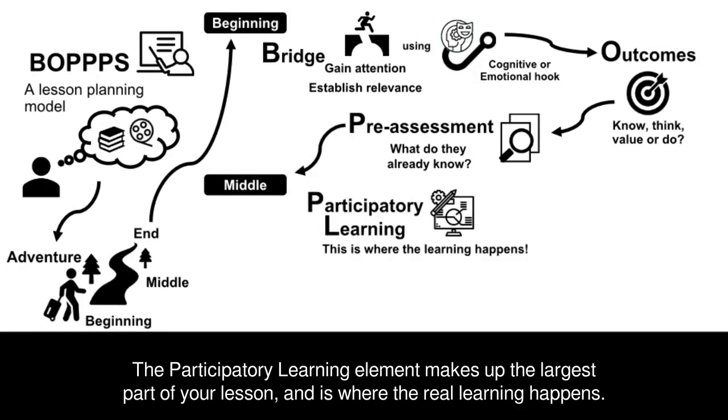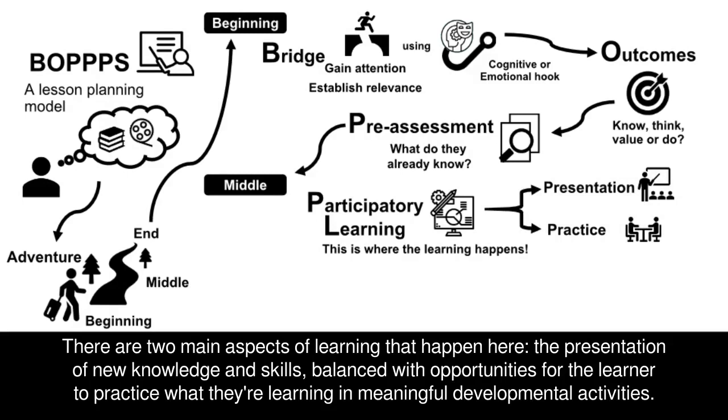The participatory learning element makes up the largest part of your lesson, and is where the real learning happens. There are 2 main aspects of learning that happen here: the presentation of new knowledge and skills, balanced with opportunities for the learner to practice what they're learning in meaningful developmental activities.